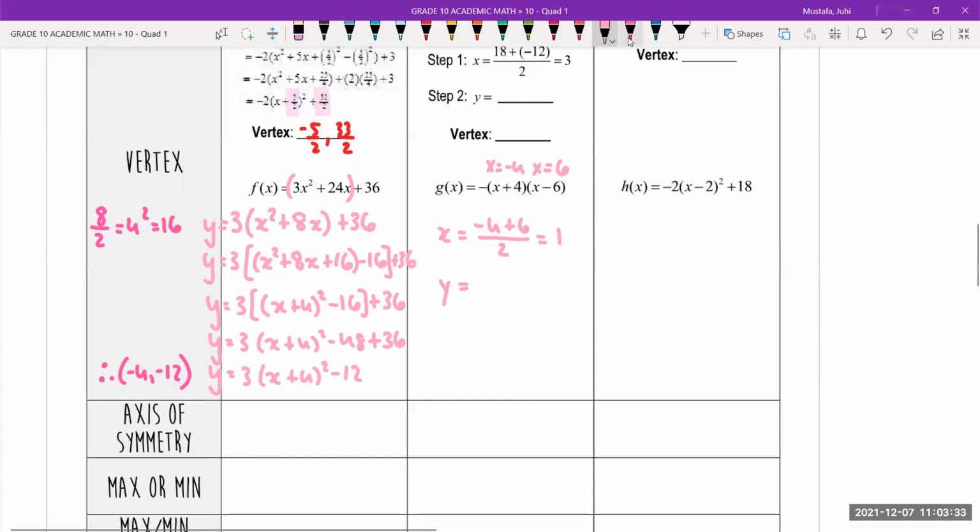Okay. So to find the y value, I'm going to put the 1 into this equation. So it's going to be 1 plus 4 and then 1 minus 6.